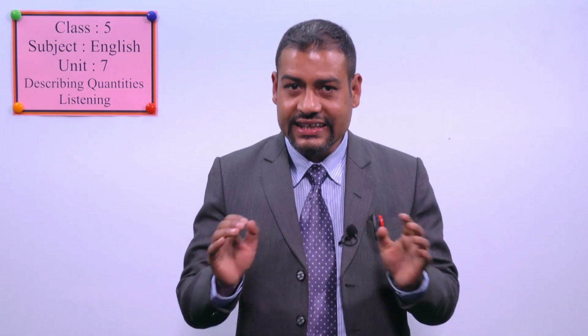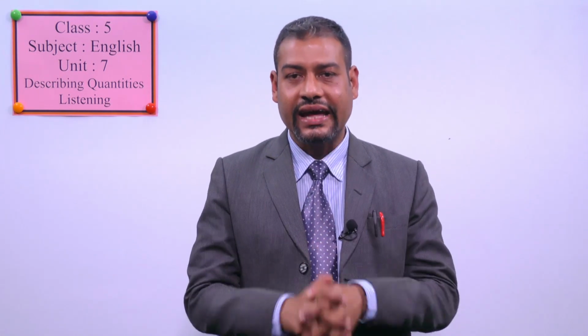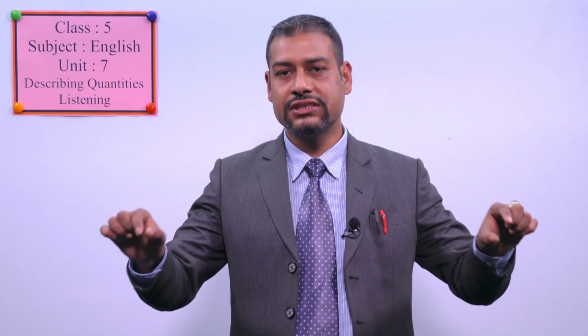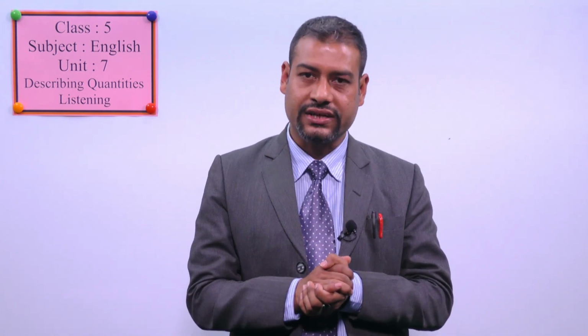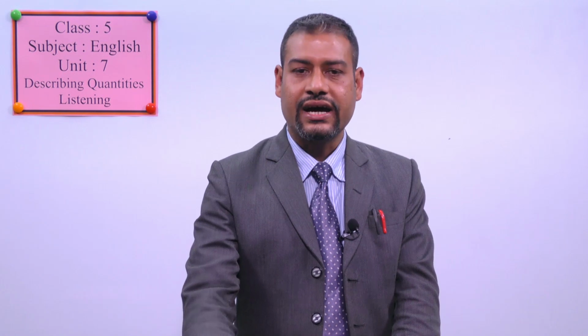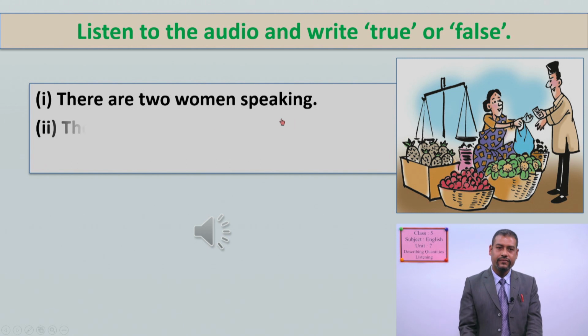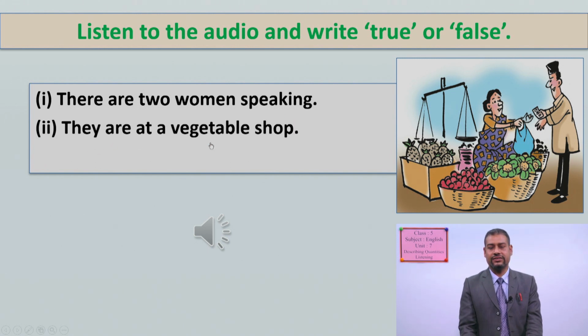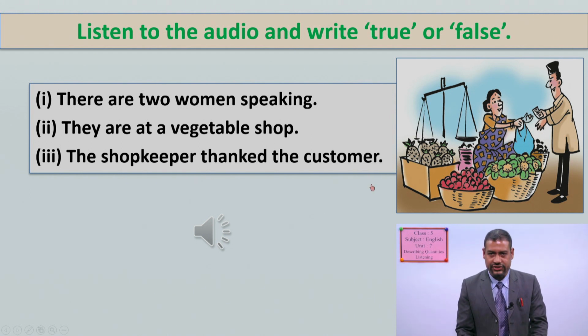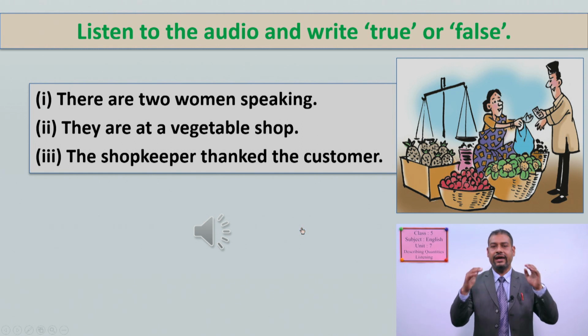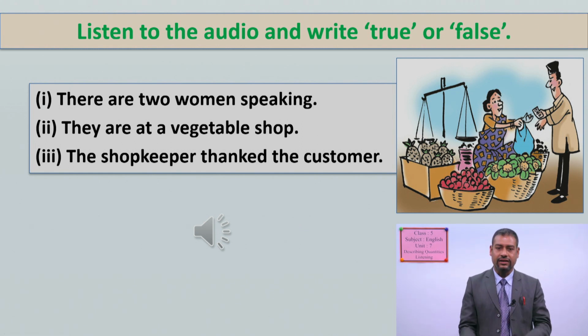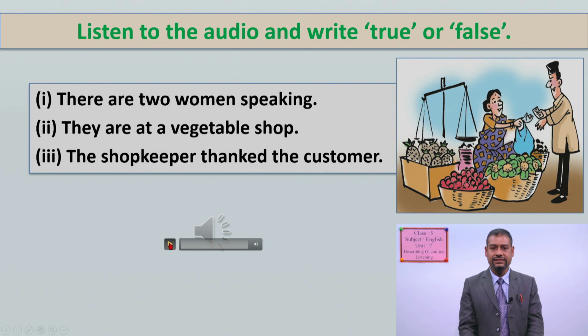Thank you. Dear students, now I am going to play the audio, and this time you have to listen to it and then write down true or false for the given statements. The statements are: number 1, there are 2 women speaking. Number 2, they are at a vegetable shop and the shopkeeper thanked the customer. Now listen to it very carefully and write down true or false. Okay, so I am playing it now.